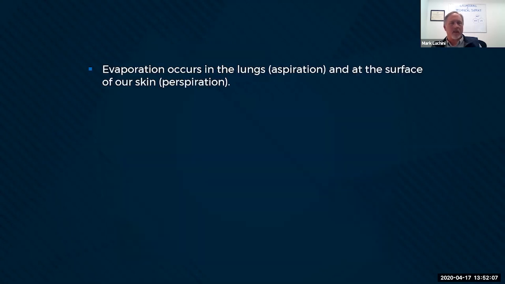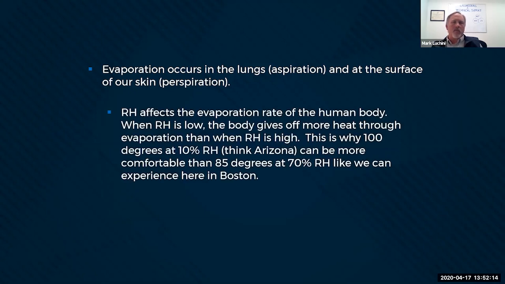So again, evaporation occurs in the lungs as aspiration or breathing, and at the surface of the skin as perspiration. Relative humidity is going to have a direct effect on how well we can get rid of heat through evaporation. When the relative humidity is low, there's more potential for us to give off moisture to the air. When it's high, we have much less capacity, or the air has much less capacity to take moisture from us. So that explains why you go out golfing in Nevada or Arizona and it's 100 degrees out, you don't really feel that hot, but then you look down at your skin and you see this film of dried salt because you're perspiring like crazy, you don't even realize it. Whereas here in Boston, it's 85 degrees and 70 RH, you feel like you want to die.